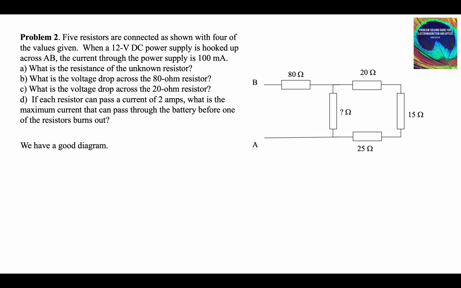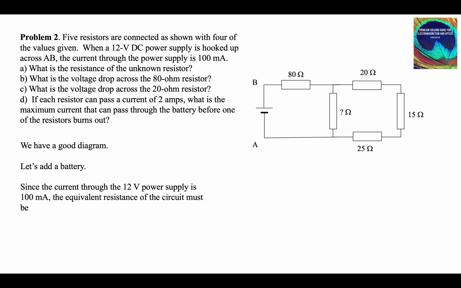That's a good diagram to begin with. Let's put a battery in there. Okay, there's our battery. Since the current through the battery, the power supply, is 100 milliamps, the equivalent resistance of the circuit must be 120 ohms. You have a 12-volt battery putting a current of 100 milliamps, which is 0.1 amps. The equivalent resistance, the resistance the battery sees, is 120 ohms. So this entire circuit must have a resistance of 120 ohms, and we can use that to get the unknown resistor.